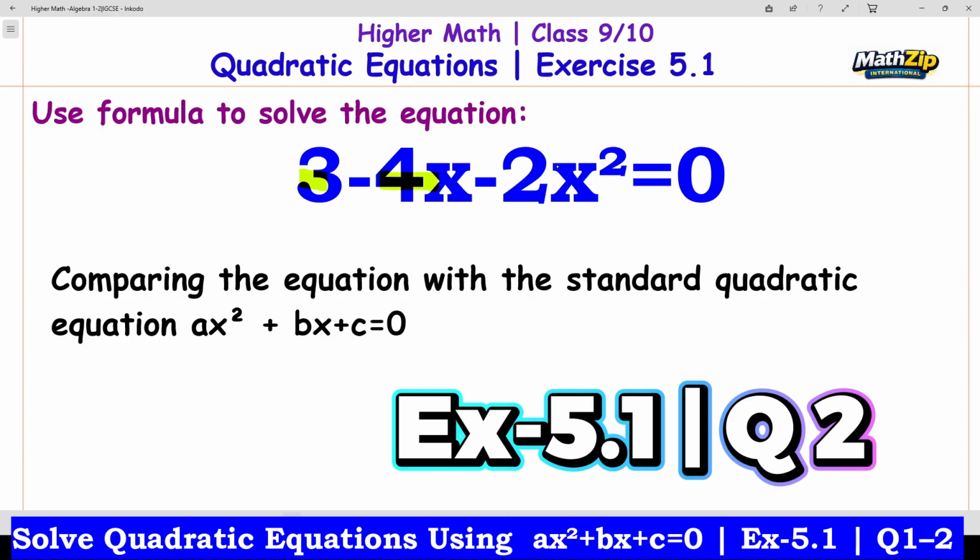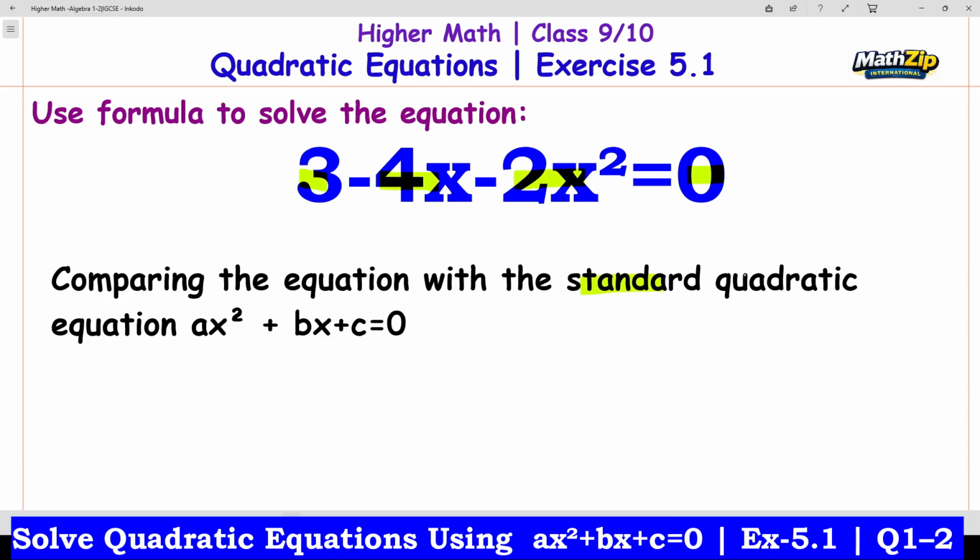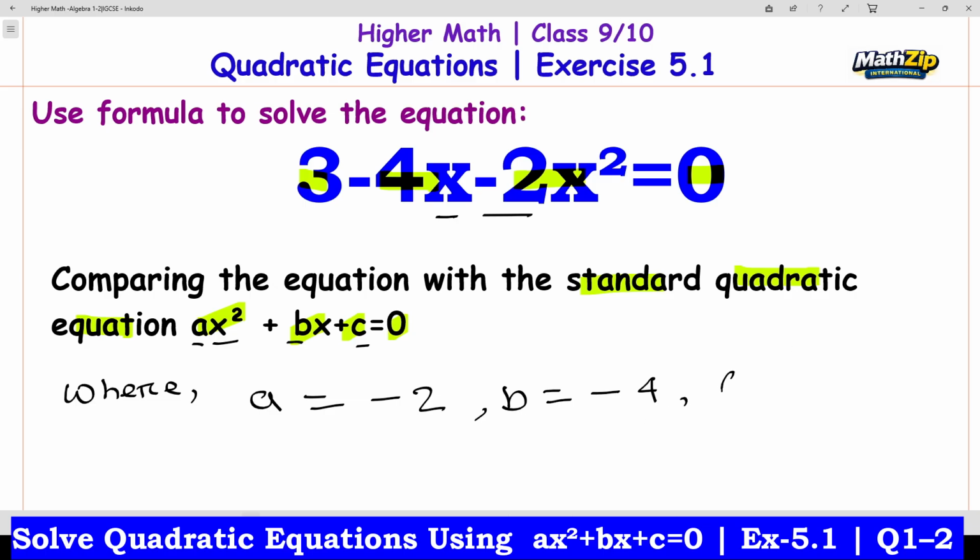3 minus 4x minus 2x square equals to 0. We are going to solve this equation by the standard quadratic equation, which is ax square plus bx plus c equals to 0. So first we have to find out what is a, b and c. Where a is the coefficient of x square, which is minus 2. Then b is the coefficient of x, so it's minus 4. And finally c is a constant, which is 3.